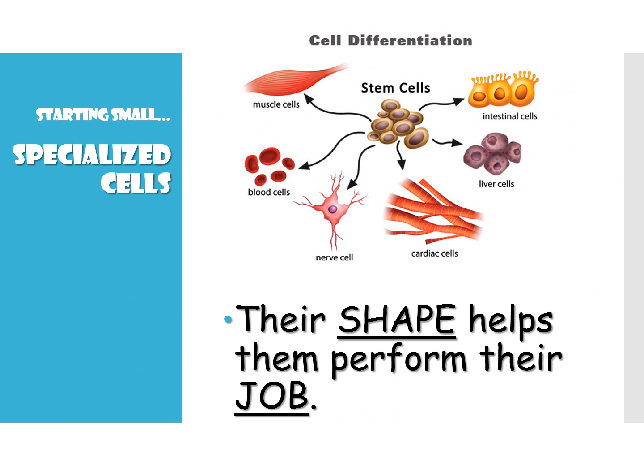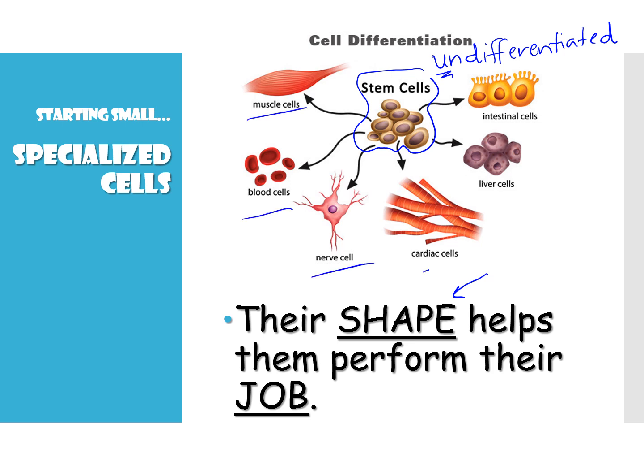So the big idea is that their shape helps them perform their job. So their structure matches their function. One thing we see here are stem cells, which are also called undifferentiated cells. Stem cells are cells with none of the genes turned on yet to make them into one particular kind of cell. So stem cells can become each different kind of cell by turning on a certain set of genes.